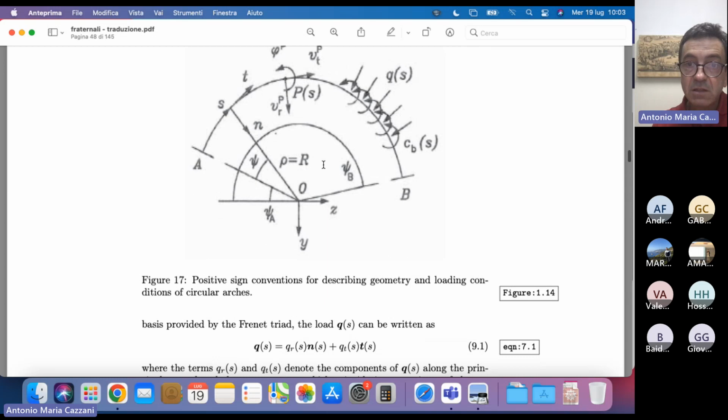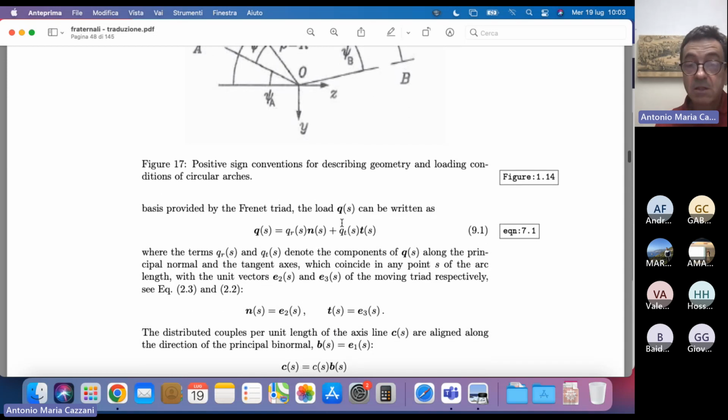Effectively, the radius of curvature is constant, and is equal to the radius of the circumference, and the position along the axis line can be completely determined by the anomaly, so the angle measured from one of the ends of the beam.